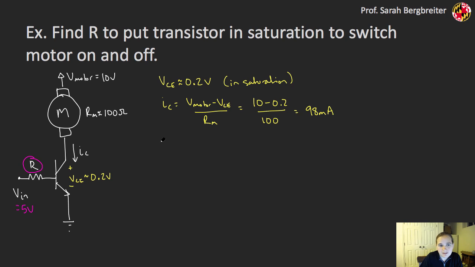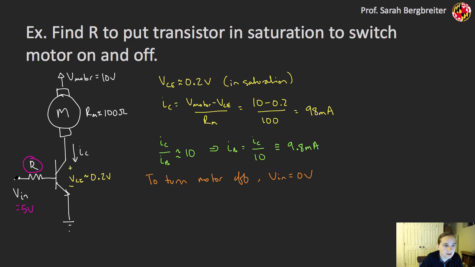Now also to be in saturation, I want IC over my base current, or a current gain, to be approximately 10. So this means I need a base current approximately 1/10 of that collector current, or 9.8 milliamps is what I'm going to want for my base current. Now to turn the motor off, I can set Vin equal to 0 volts, say this is from a digital output pin of my Arduino, then my VBE will be less than 0.6 volts, and in that case the whole transistor is switched off, and my collector current is approximately 0.